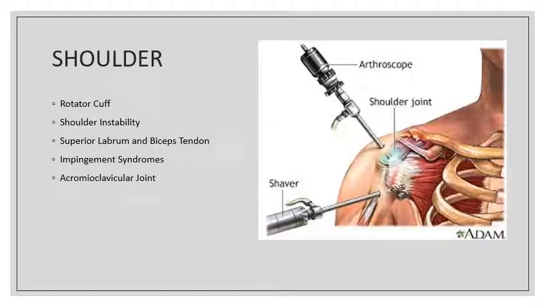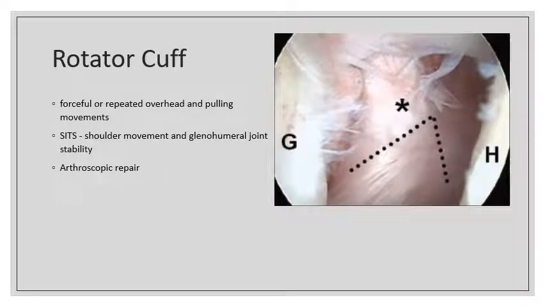So for the shoulder, we'll be discussing rotator cuff injuries, shoulder instability, your superior labrum and biceps tendon, impingement syndromes, and your acromioclavicular joint. Rotator cuff injuries basically are from forceful or repeated overhead and pulling movements. If you can recall your rotator cuff by the mnemonic SITS, it contributes to shoulder movement and glenohumeral joint stability.